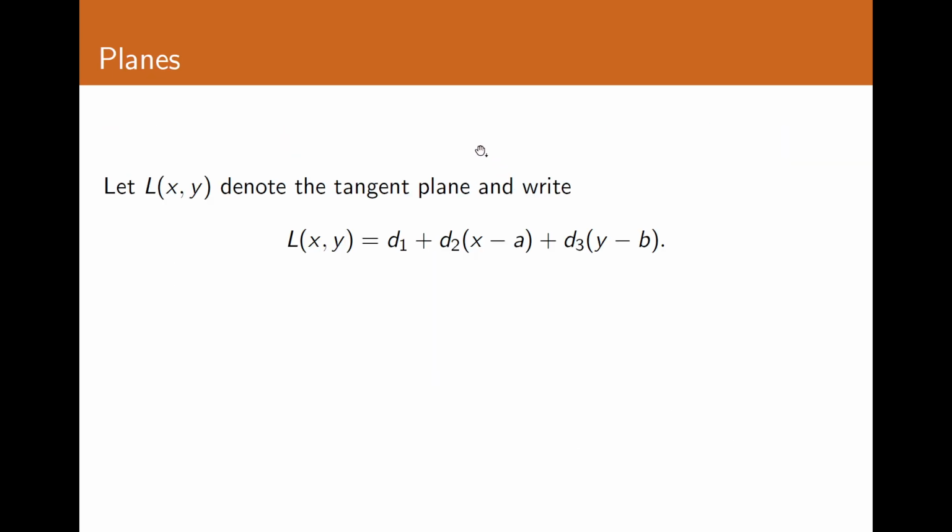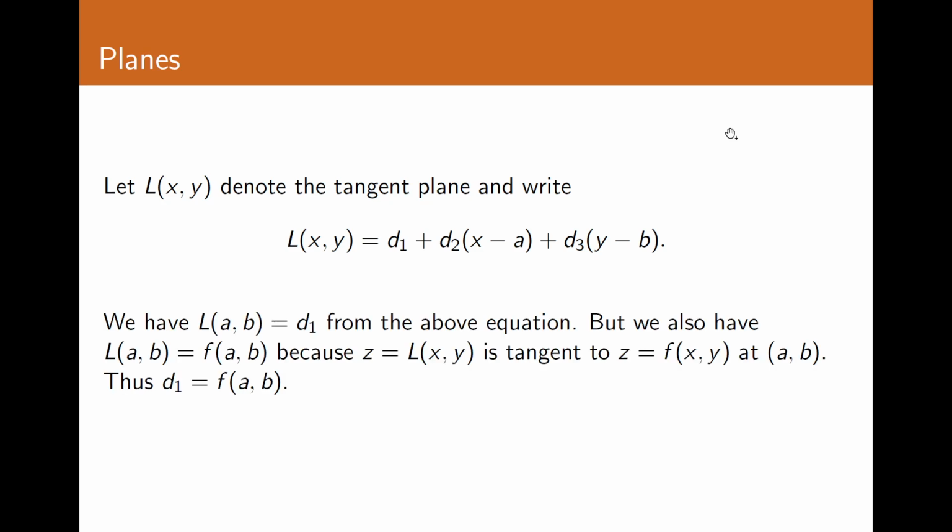We'll let L of x, y denote our tangent plane, and we're going to write it in the same form that we had before, where we're focused on the a and the b. What we need to do is figure out what d1, d2, and d3 are in terms of our function f. The first one's fairly easy to get. Notice if I plug in a and b to this equation, I get an a minus a here and a b minus b here. Both of these terms drop away to 0, so I just have d1 left over.